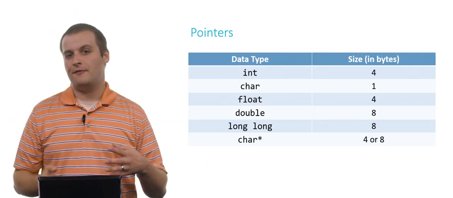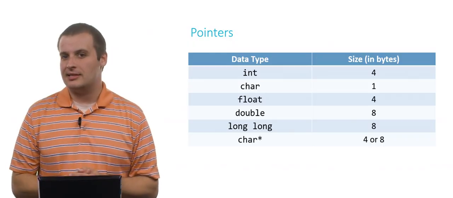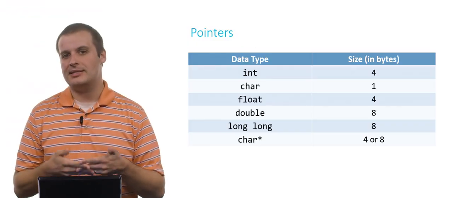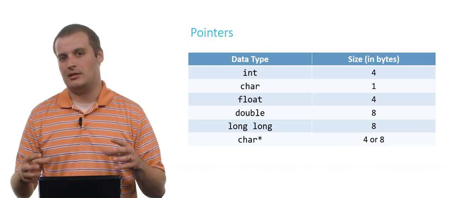Well, pointers, recall, are just addresses. So what is the size in bytes of a string? Well, it's 4 or 8. And the reason I say 4 or 8 is because it actually depends on the system. If you're using CS50 IDE, the size of a char star is 8. It's a 64-bit system. Every address in memory is 64 bits long.